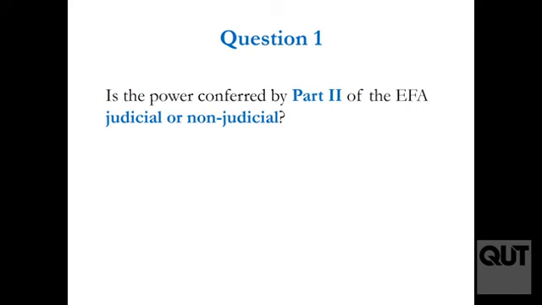So when you're looking at a judicial power question, there are some main overarching issues that you need to consider, and we're going to work through them. The first thing you need to do is work out, is the power conferred by the Act judicial or non-judicial? The second thing you then need to work out is whether the legislation infringes any of what I call the prohibitory rules. I'm going to go through them in a moment. And then you need to work out whether any exceptions to those rules apply.